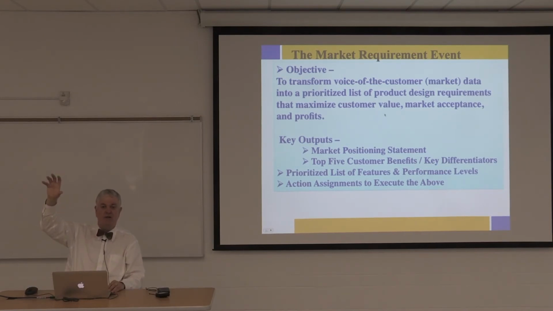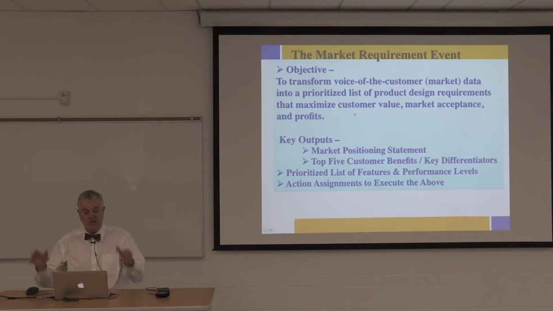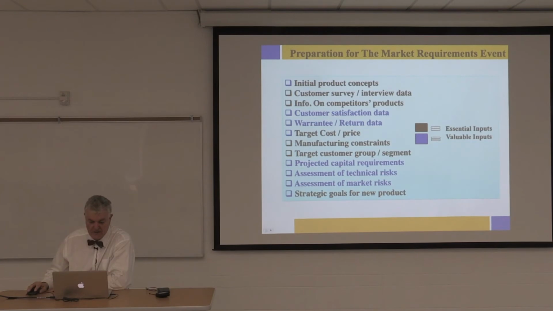So you're listening to what the customer wants in terms of functionality, features, and so on. And you're doing a formal house of quality as well, looking at how those features will be built and achieved. So each feature is also given a rating in terms of performance. So preparation for that market requirements event or voice of the customer: initial concepts, customer survey, ask them what they want, information on competitors' products, customer satisfaction.